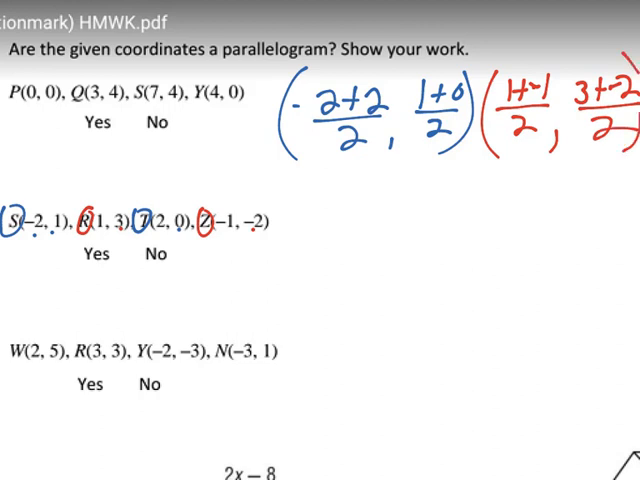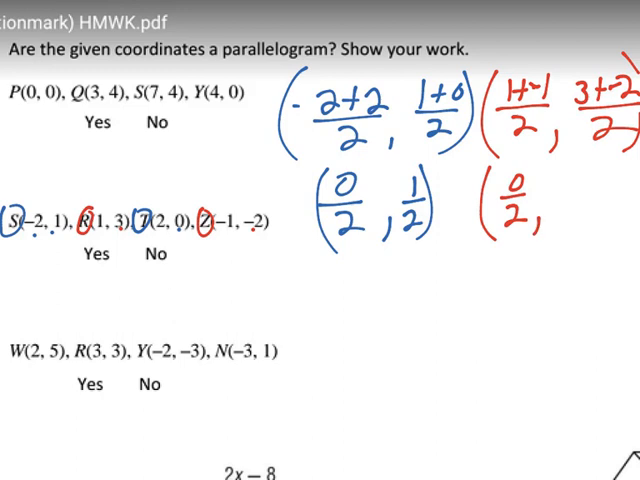So I simplify. Negative 2 and 2 make 0, so it's going to be 0 over 2. 1 plus 0 is 1 over 2. Then I'm going to do 1 plus negative 1, which is 0 over 2, and 3 plus negative 2 is 1 over 2. And yes, they match. So it is a parallelogram.